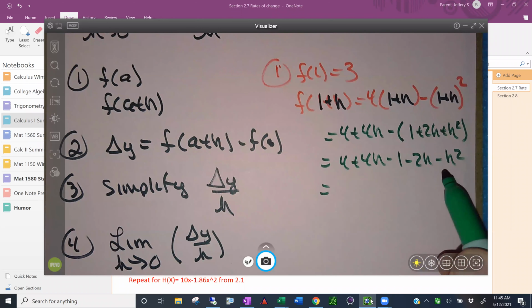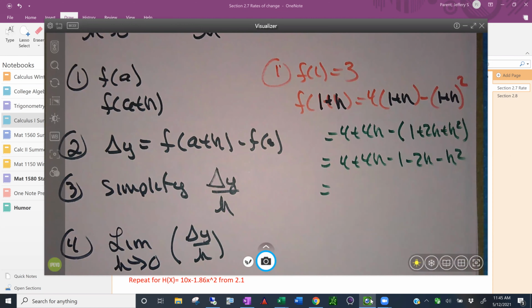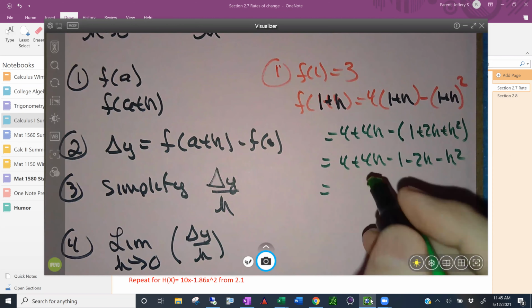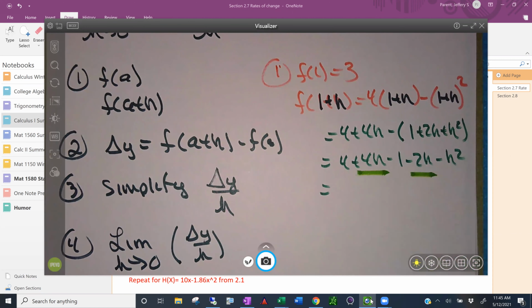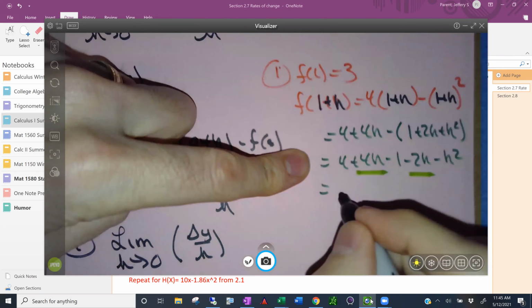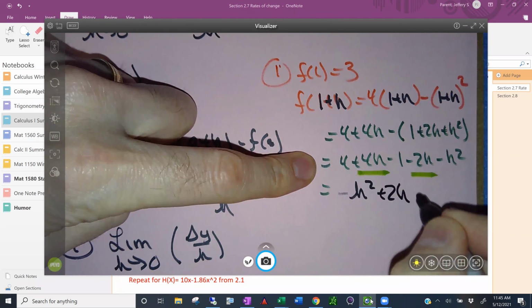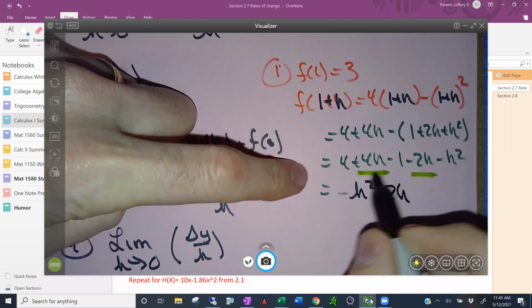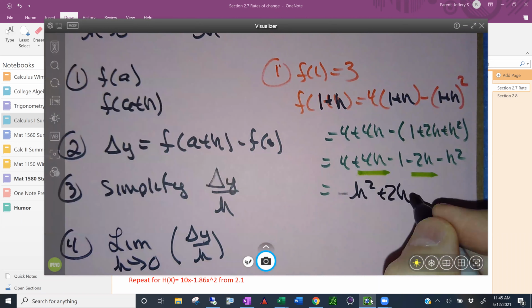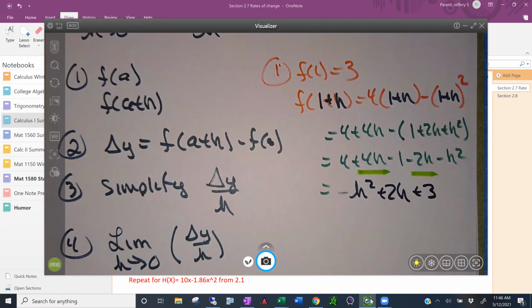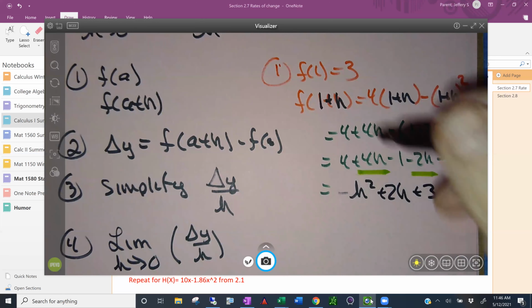Well, let's clean this up. There are some like terms that I can combine. They're right here and here. And I'm also going to take the time to put this in descending order. That's going to be negative h squared plus 2h plus 3. So, wow, that was all just to calculate f of 1 plus h.